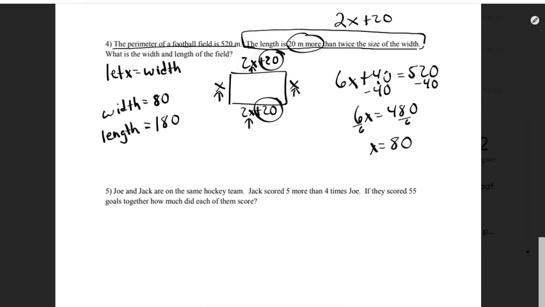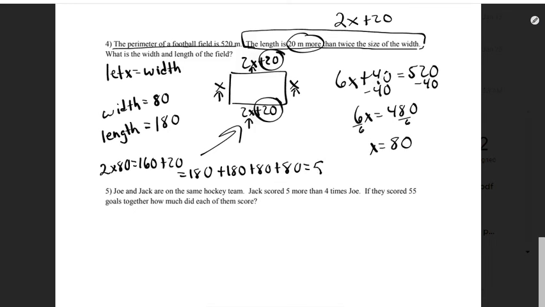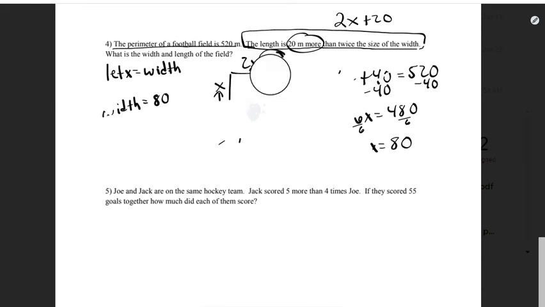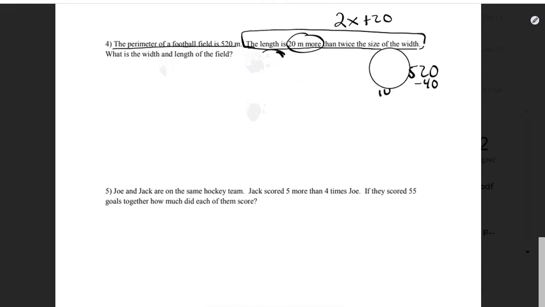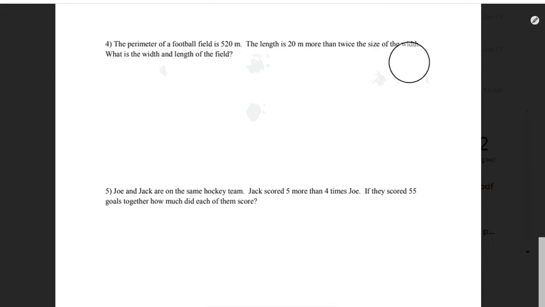So again, if you didn't see that, what I did is I had to double the width, so I went 2 times 80, gave me 160, and then I had to add on 20. And that's how I got to my 180. And if you want to check, you can add it up. 180 plus 180 plus 80 plus 80. When you add that all together, it does equal 520. Okay? I would star that question. You're going to see that probably on every assignment moving forward.